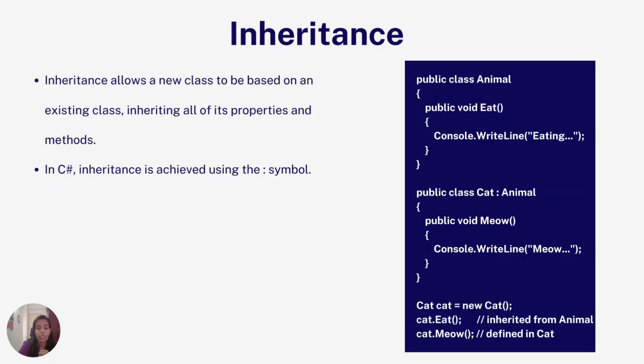Now, how do you call this? We will create a new object for our Cat class, and if you write cat.Eat, then the method in the Animal class will be called. So it will print eating. Next, if you call cat.Meow, then it will print meow. That is how this inheritance works. So this Cat class has access to the Animal class.